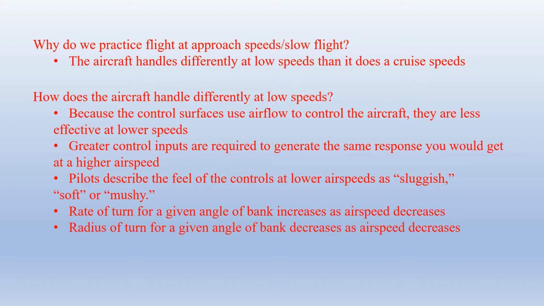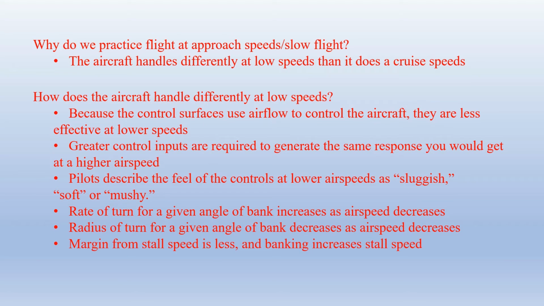Converse to that, the radius of turn for a given angle of bank is going to decrease as the airspeed decreases. What that means is if we do a 20-degree bank turn at 95 knots, the circle we draw in the sky is going to be quite a bit larger than the circle we're going to draw if we do a 20-degree banked turn at 55 knots. That circle that we draw in the sky, given no wind, is going to be quite a bit smaller.